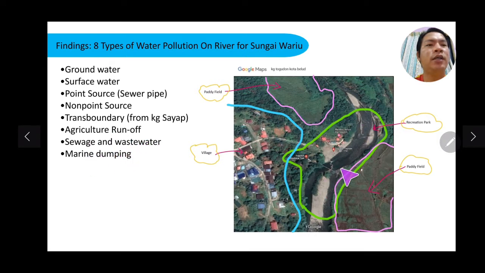As we can see here on the map, each zone represents its activity, where here is paddy field. The blue zone is village. The green zone is recreation park where Sungai Wariu is located, and the pink zone is paddy field.